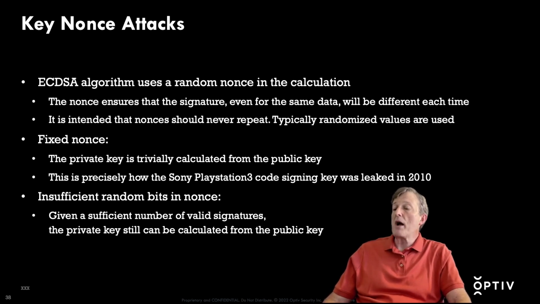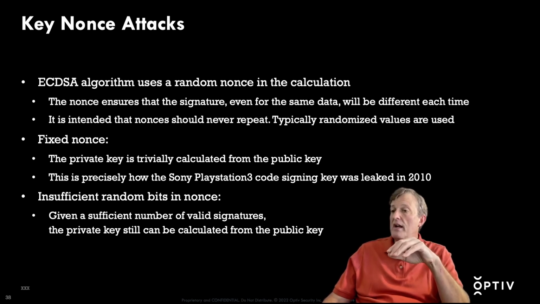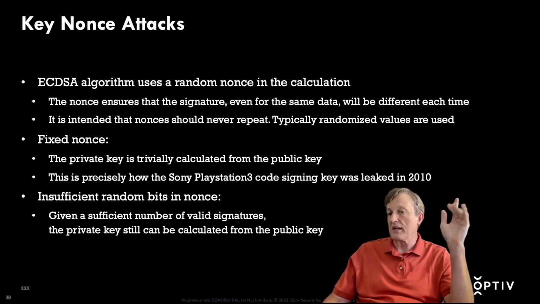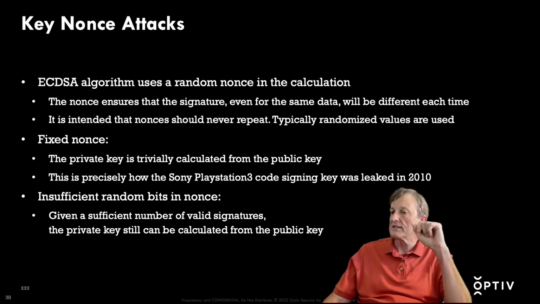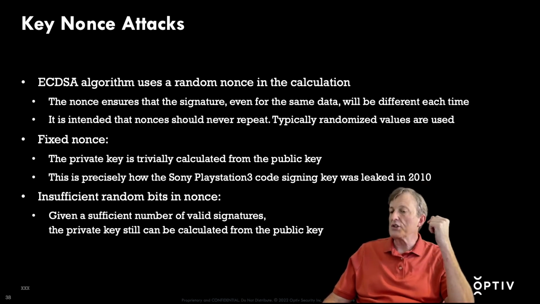So there are a number of problems with this. Some super naive implementations just used a fixed nonce, just put a random number in there. And if you use a fixed nonce, you can just calculate the private key from the public key if you know what the fixed nonce is. And this is actually the bug that caused the PlayStation 3 code signing key to get leaked in 2010.